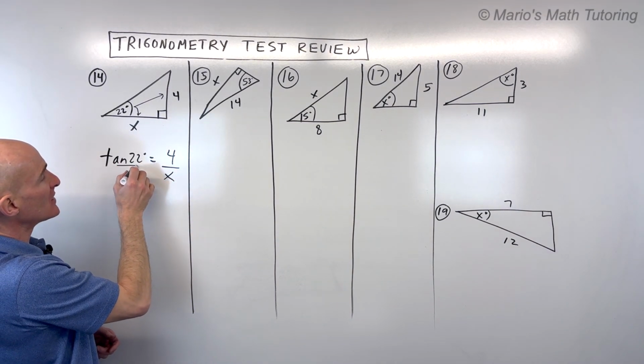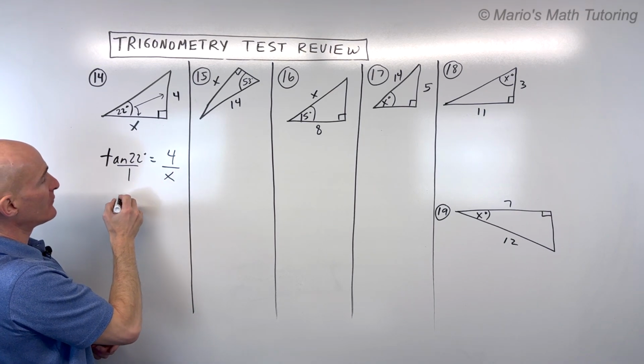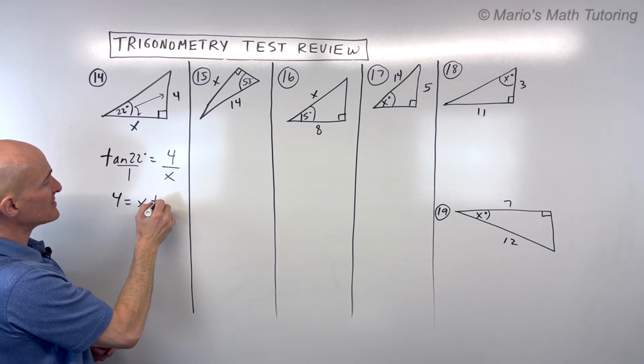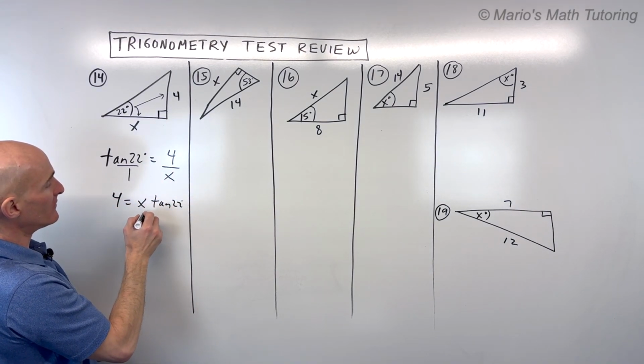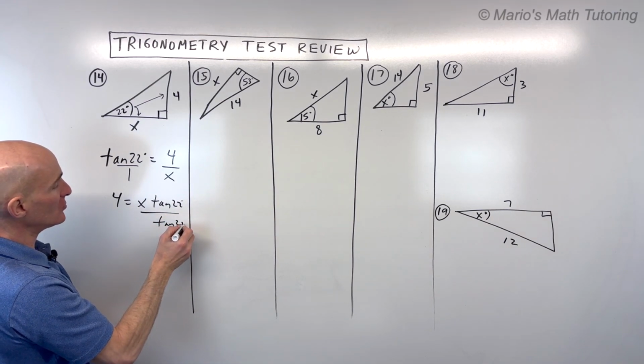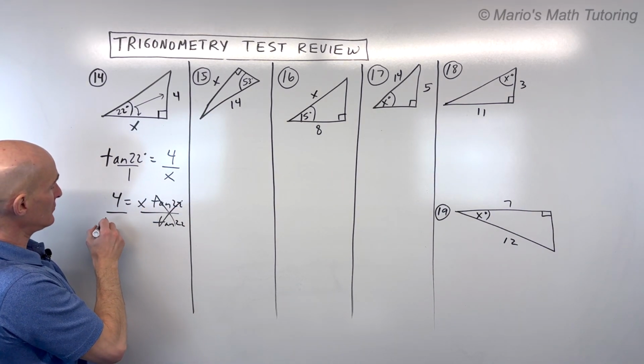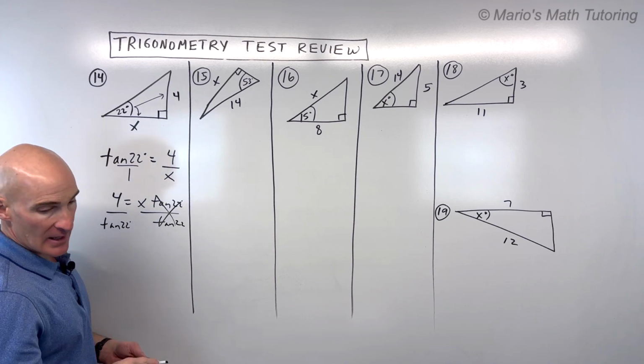Now what we can do is cross multiply. 4 times 1 is 4. This is x times the tangent of 22. Divide both sides by tan of 22 to get x by itself. And we'll go to the calculator.